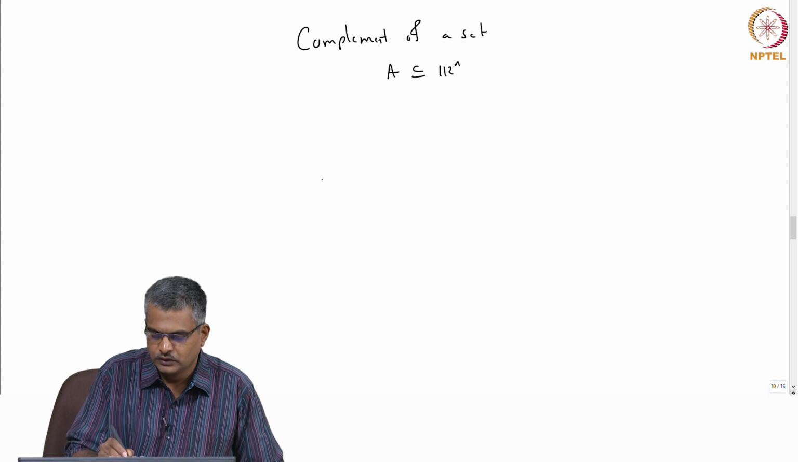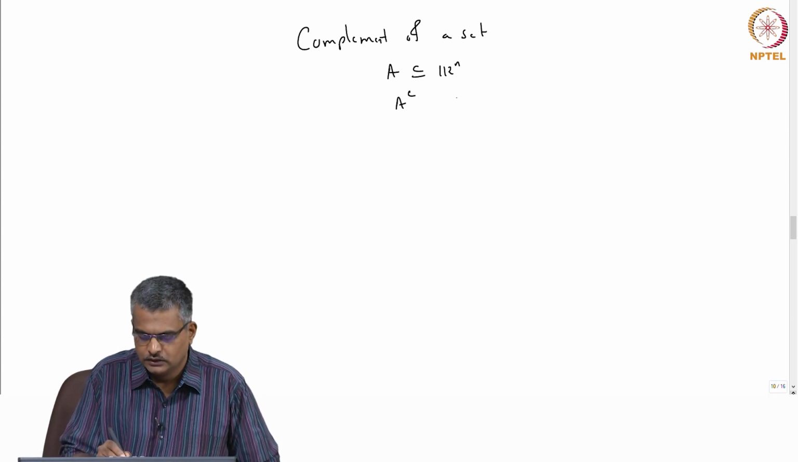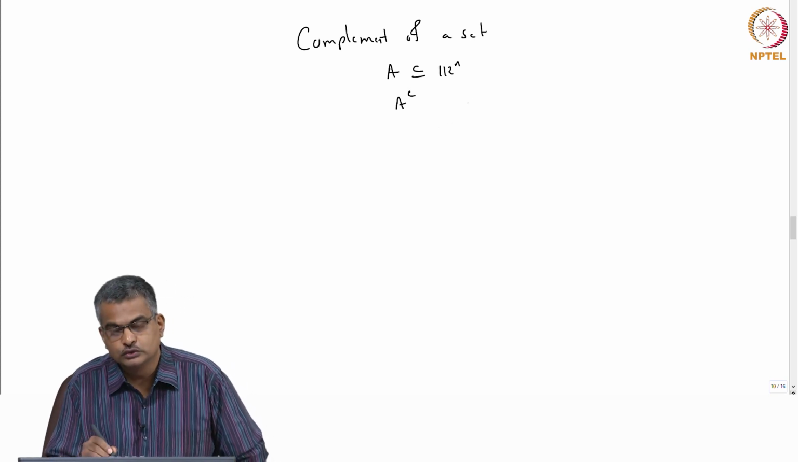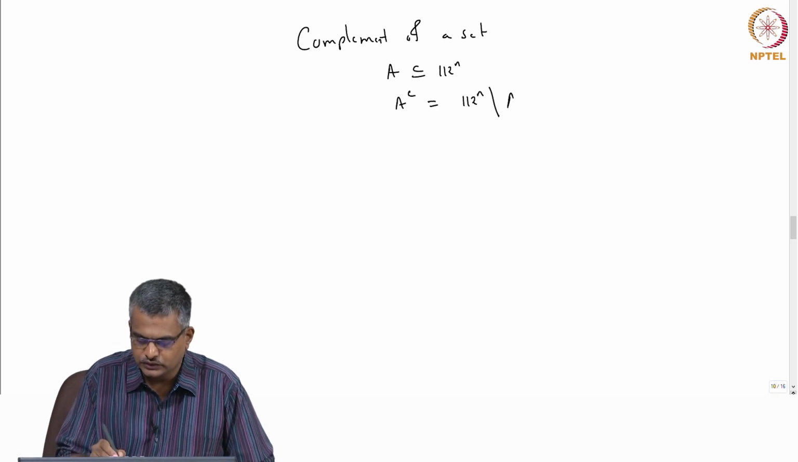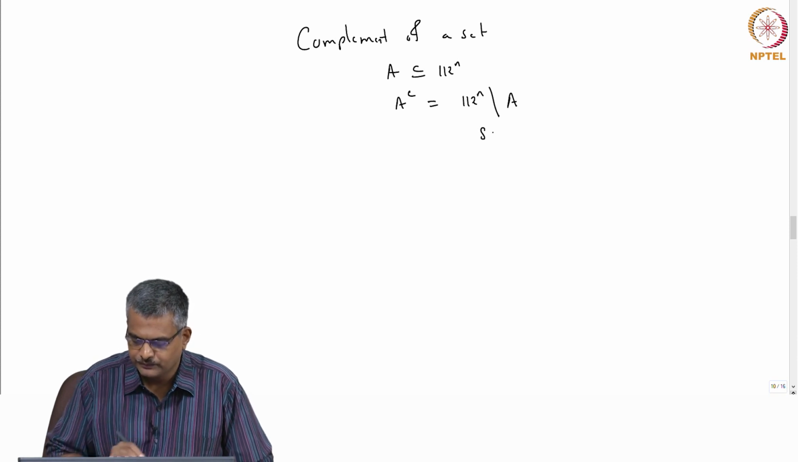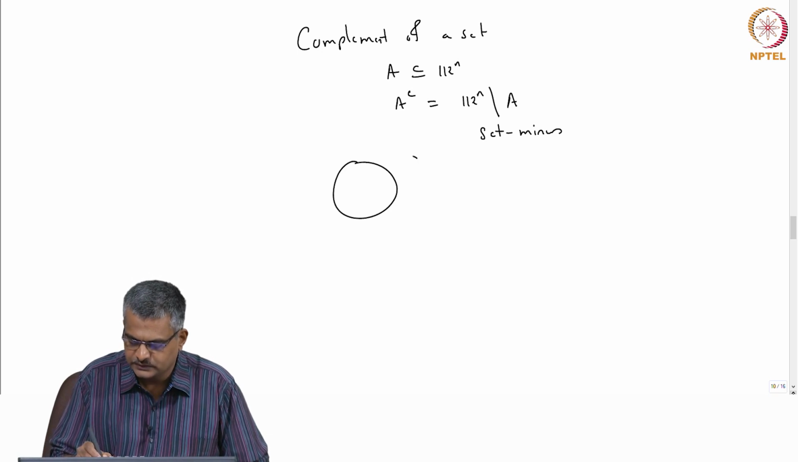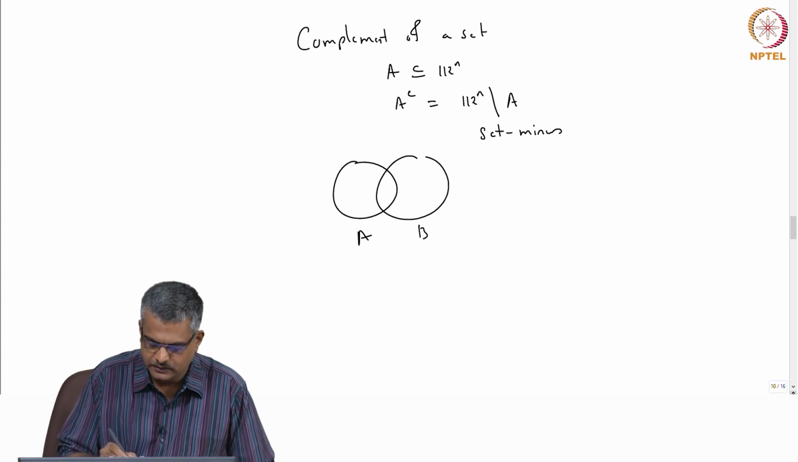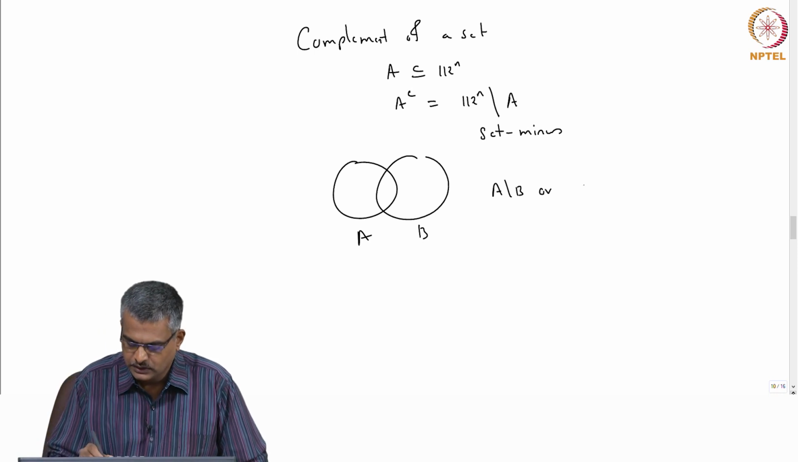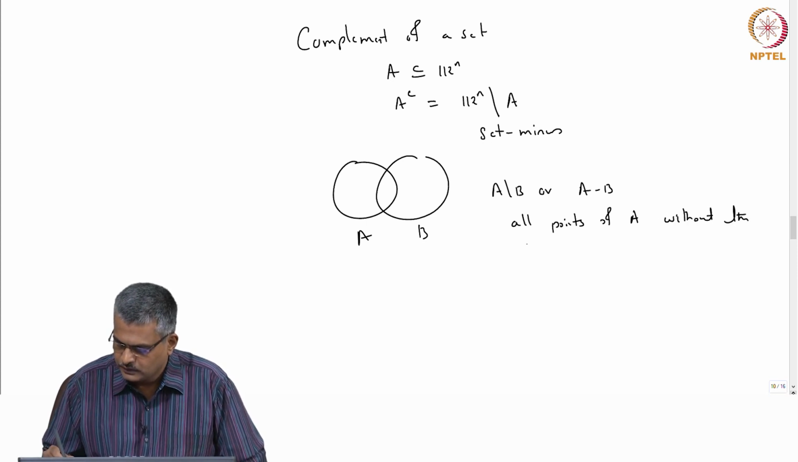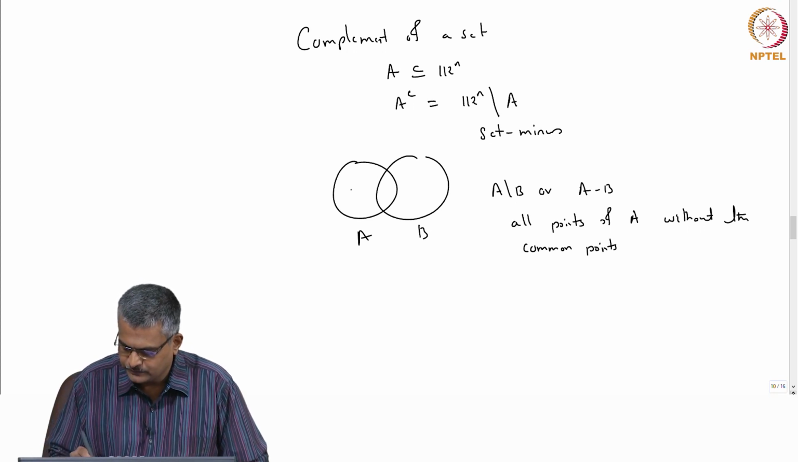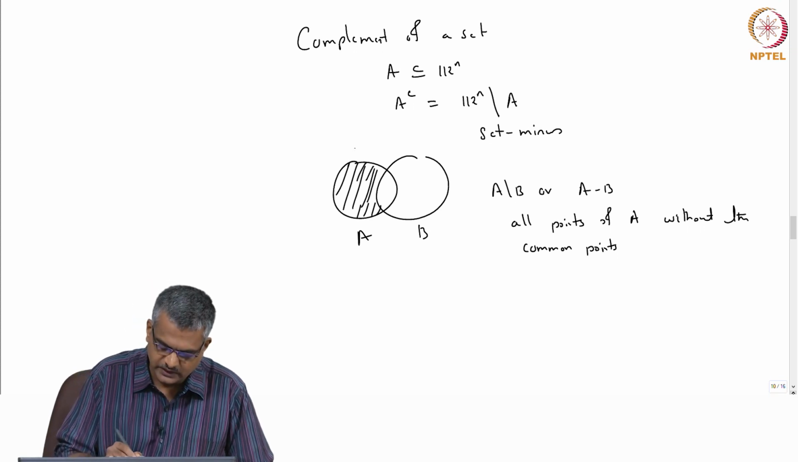Complement of a set. So, A is a subset of Rn. So, A complement is all those points in Rn except the points in set A. One can also define this using the notion of set minus. What is this? This is the symbol for set minus. So, if I have two sets A and B and if I have a non-empty intersection, then A minus B is nothing but all points of A without the common points. So, in this example this is A minus B.